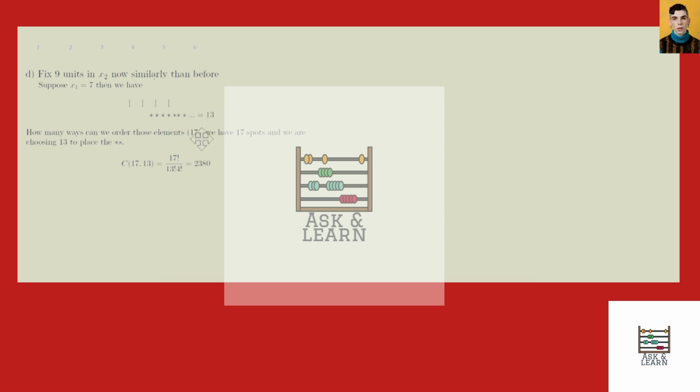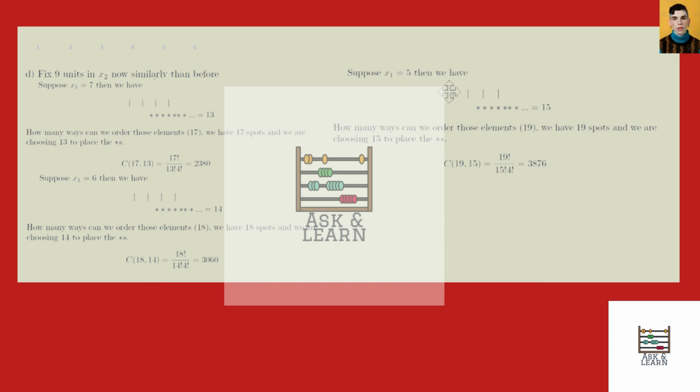So we have 17 elements that we have to permute with 13 that are the same. So that's 17 spots in which we have to choose 13 to place the star. That's the combinatorial number C(17,13). That gives us that value. Now we do the same for x1 being 6, in which case we have 5 places and 14 stars to place. So that gives us 18 spots, 14 places to choose to put the stars. So that's the combinatorial number C(18,14), that's that value.